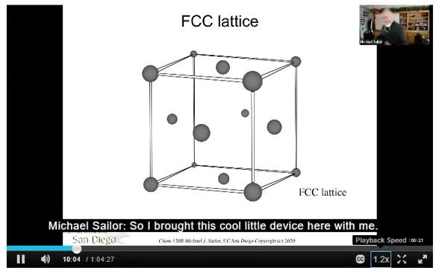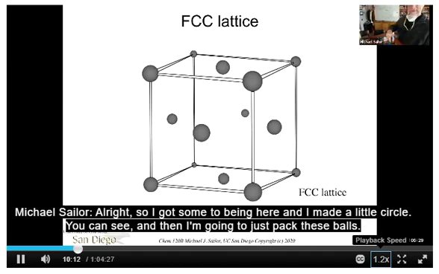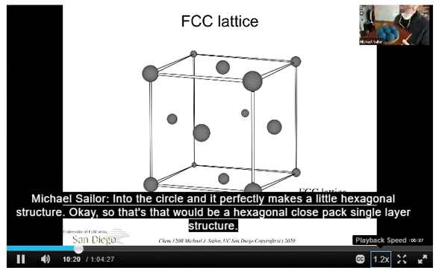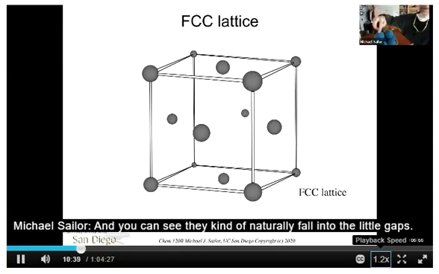So I brought this cool little device with me, angled down my camera. I got some tubing here and I made a little circle, and I'm going to pack these balls into the circle, and it perfectly makes a little hexagonal structure. That would be a hexagonal close pack single layer structure. Let's go ahead and pack some balls on top of that. We're going to put the next layer of atoms on, and you can see they kind of naturally fall into the little gaps.